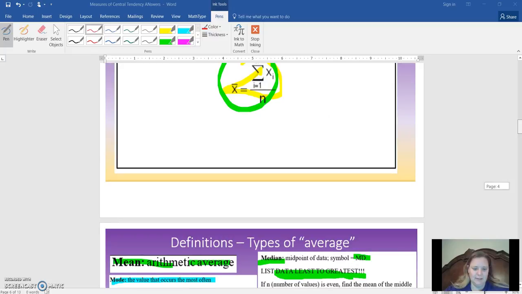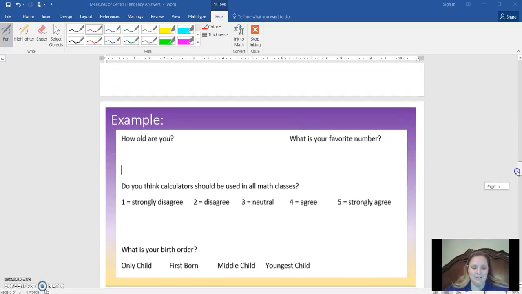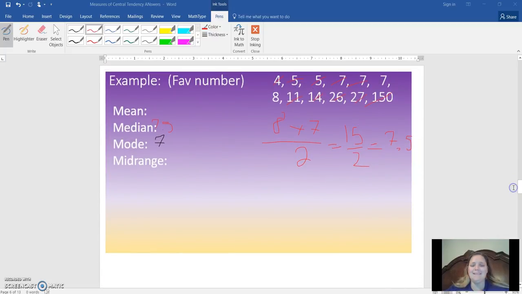Okay, our mid-range is our high plus low divided by 2. Because it's got the word range in it, and I know that range is high minus low, I always get confused. All right, mid-range is high plus low divided by 2. And it is a pretty good way to estimate the middle.